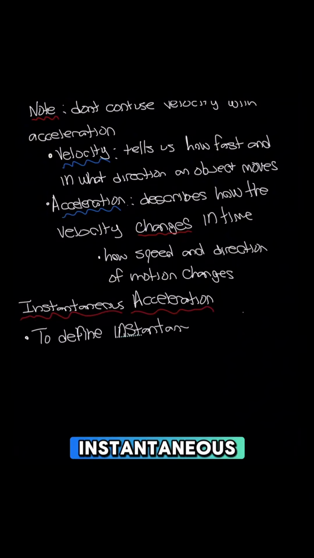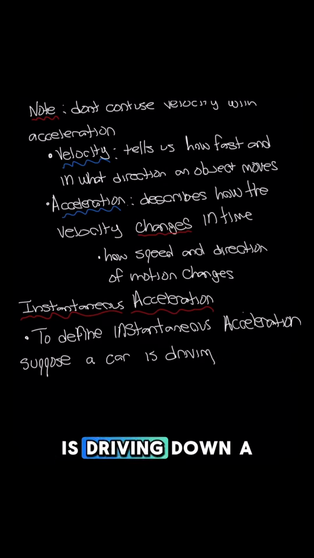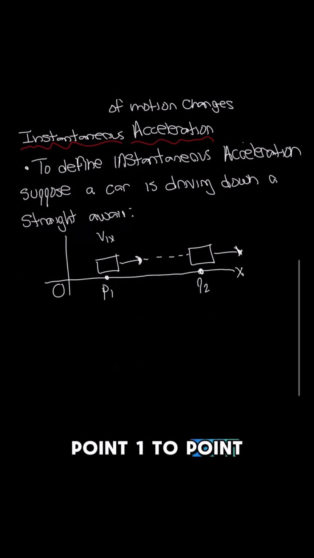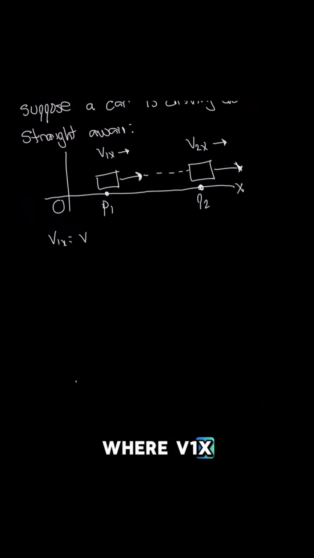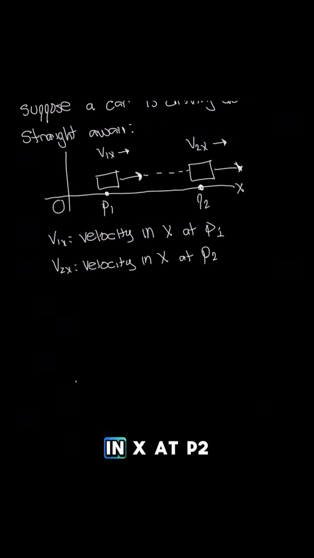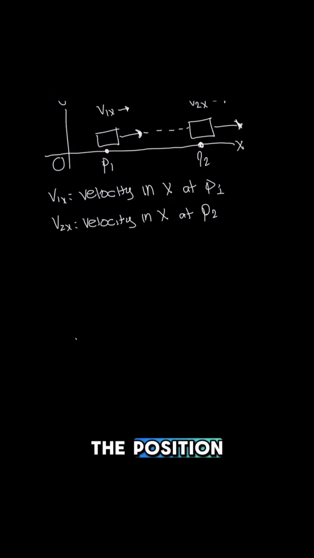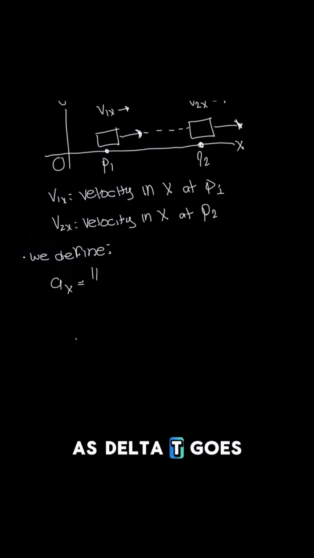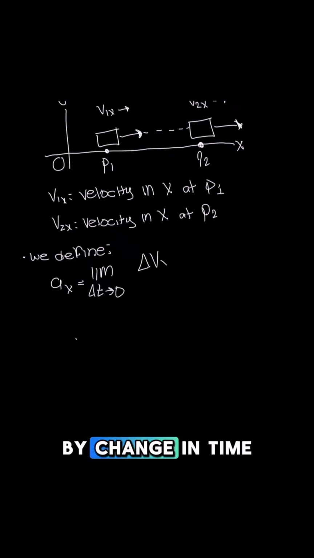So to define instantaneous acceleration, let's suppose a car is driving down a street. So to illustrate this motion, we can draw the car moving from point 1 to point 2, where v1x is the velocity in x at point 1, and then v2x is the velocity in x at point 2, where x is just the position. So now we can define the instantaneous acceleration as the limit as delta t goes to 0 of the change in the velocity in x divided by change in time.